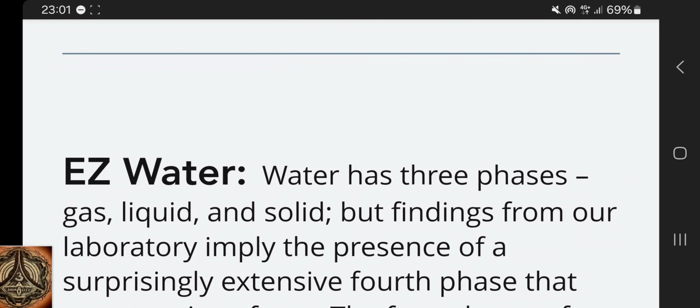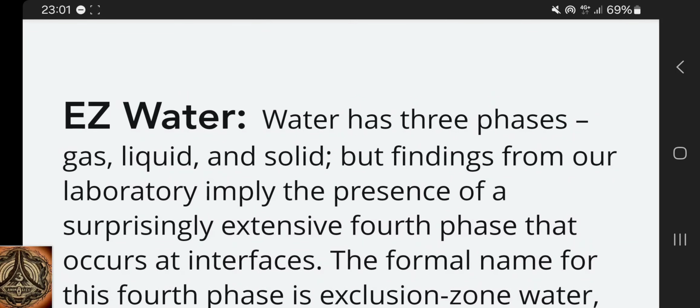EZ water. Water has three phases, gas, liquid, and solid, but findings from our laboratory imply the presence of a surprisingly extensive fourth phase that occurs at interfaces.